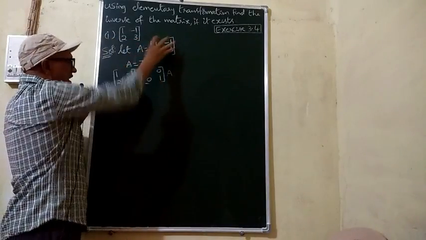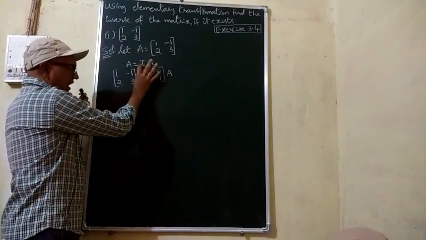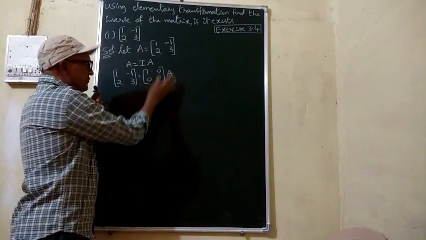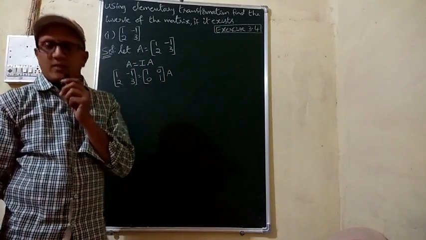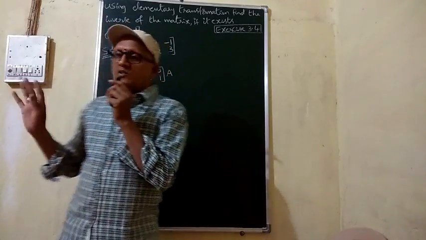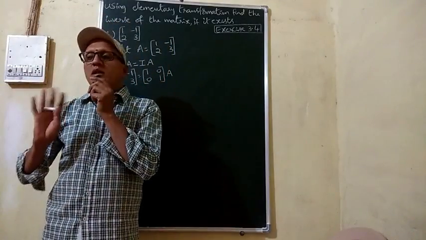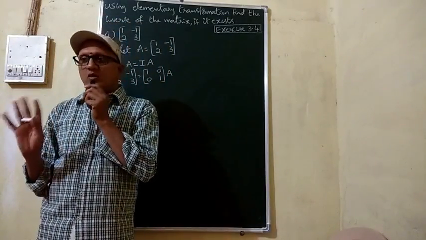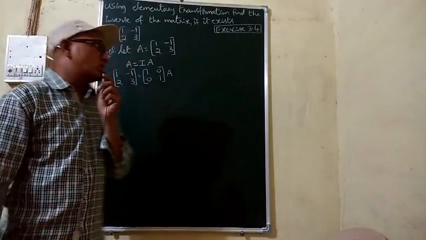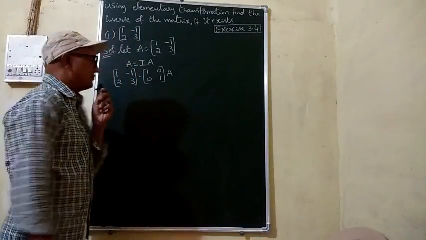What is capital A? I have written it as it is. I means 1, 0, 0, 1. A, keep as it is. We are doing row transformation. That is the thing you have to remember: how to do row transformation, what to do actually.